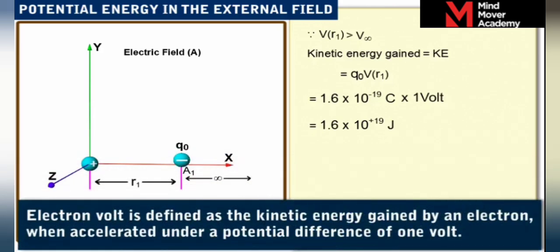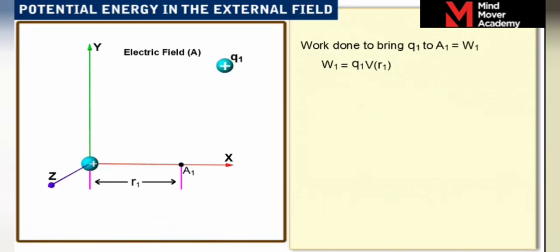Electron volt is defined as the kinetic energy gained by an electron when accelerated under a potential difference of 1 volt. We have seen that the work done to bring a charge Q1 from infinity to point A1 is given by W1 is equal to Q1 into V1.